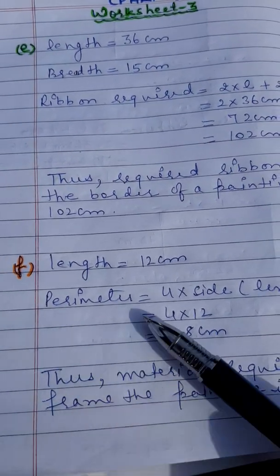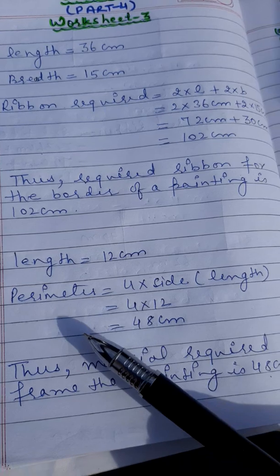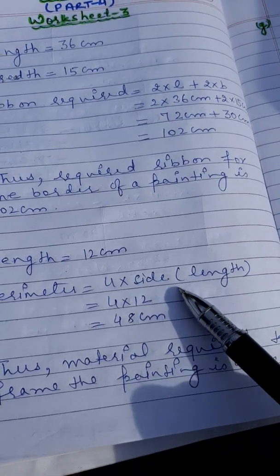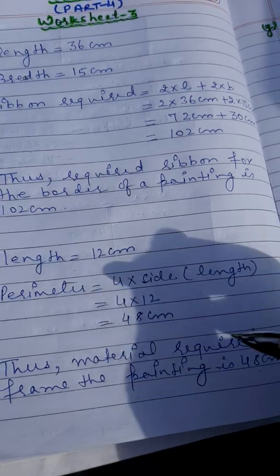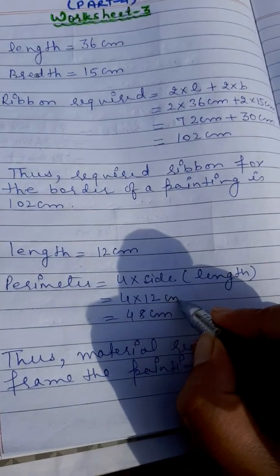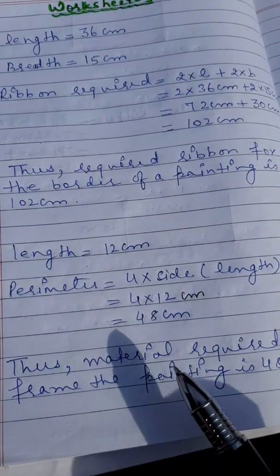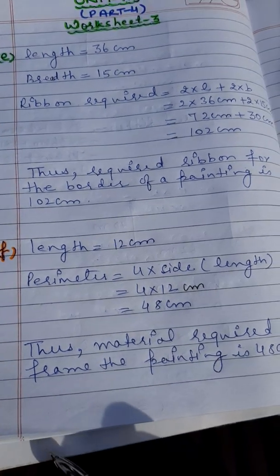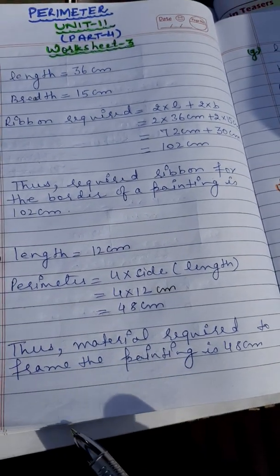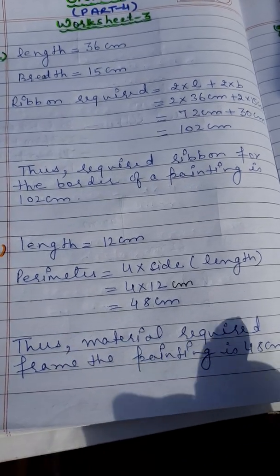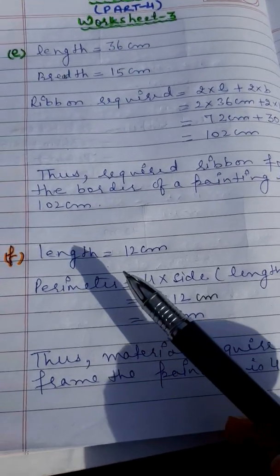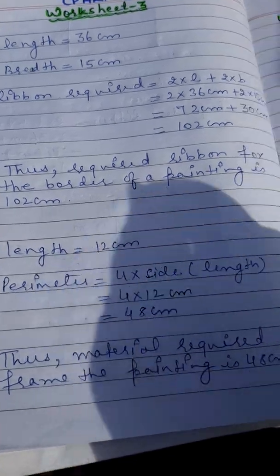So here the length is 12 centimeter. Perimeter is equal to 4 into side, or you can write length here. So 4 into 12 centimeter, write centimeter here. This is equal to 48 centimeter. Thus the material required to frame the photo is 48 centimeter. At the last, students, you have to write this statement also.